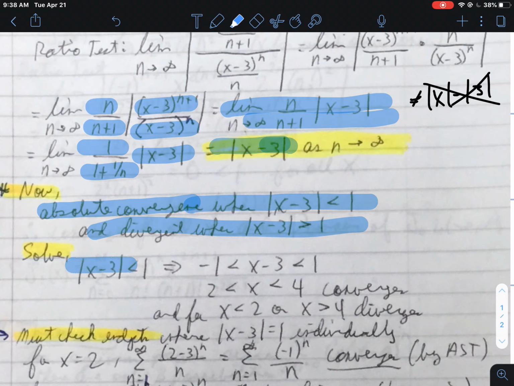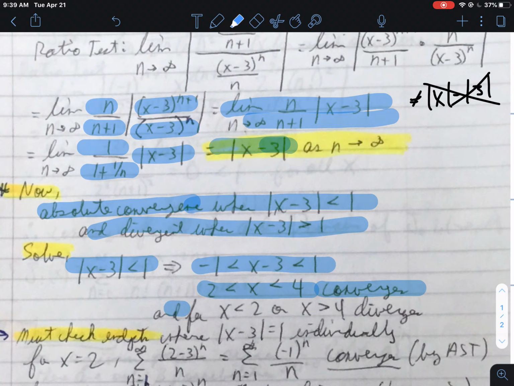So set up our inequality. X minus 3 absolute value is less than 1, which means x minus 3 would fall between negative 1 and 1, and we solve that inequality and we get x between 2 and 4, right? Just adding 3. So those give us the values of x for which this series is convergent. We know it's convergent between 2 and 4.